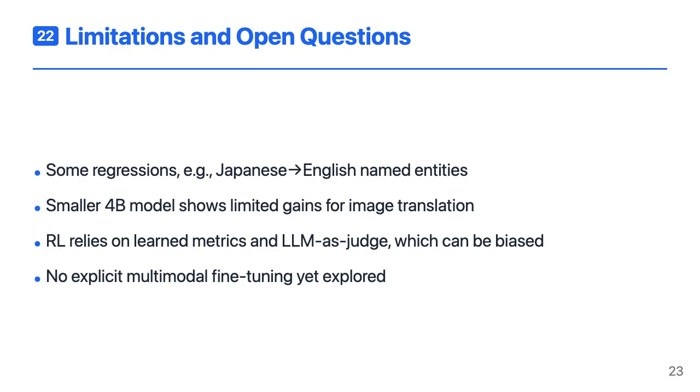TranslateGemma is not perfect. There are clear regressions in some cases, such as Japanese to English, where named entity translation got worse, even as other aspects improved. The smallest 4 billion model shows only modest gains for image translation, likely due to limited capacity. The reinforcement learning setup depends heavily on learned metrics, and LLM as a judge reward models, which can themselves be biased or misaligned. And while the models retain multimodal abilities, there was no explicit multimodal fine-tuning in this work, so there may be room for further improvement there.